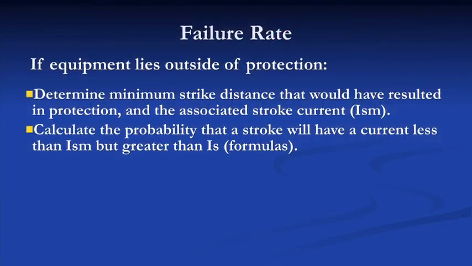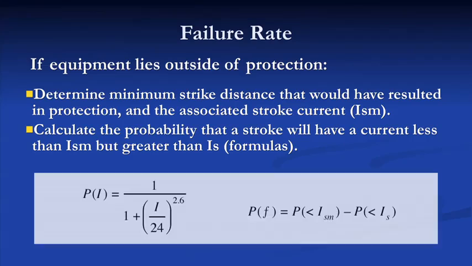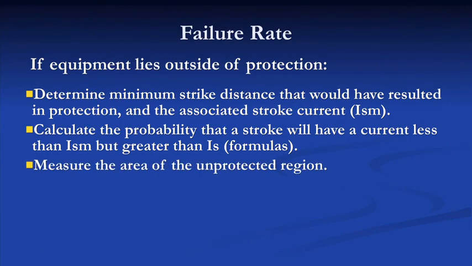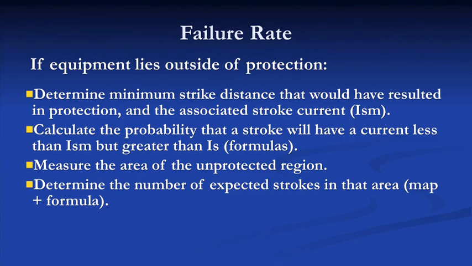All right, next you want to calculate the probability that the stroke will actually fall in that current range. Again, large enough to break down the insulation and cause flashover, but smaller than what's necessary to reach a mast or another grounding electrode. And we have formulas for that. Then you need to measure the area of that unprotected region, and then you can determine the number of expected strokes in that area.